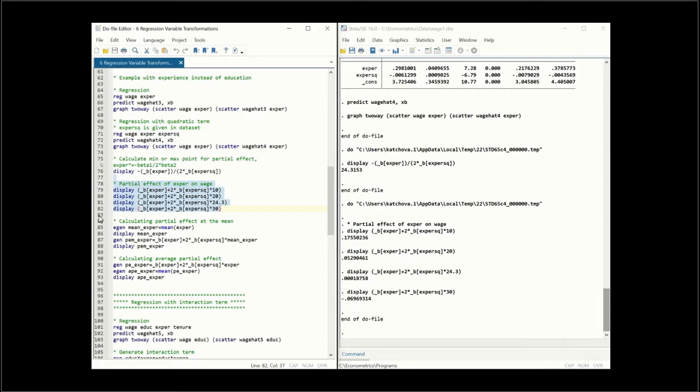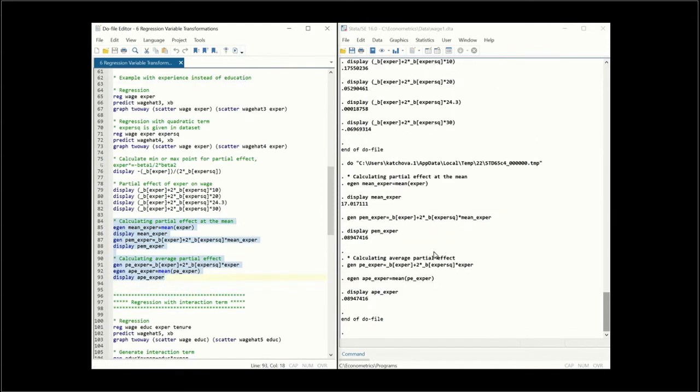So to calculate the partial effect of the mean and the average partial effect, first of all, to calculate the partial effect of the mean, we would calculate the mean of experience. We do that by egen. I will call it mean underscore experience. We take the mean of the experience variable and then display what we just calculated. So that would be 17 years. So the average experience of people in the sample is 17 years.